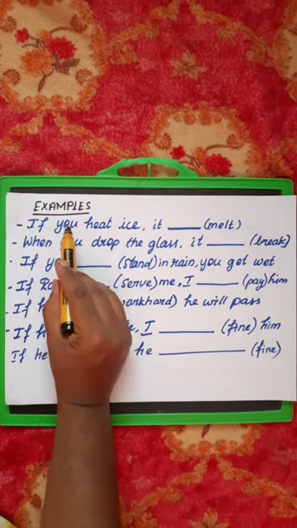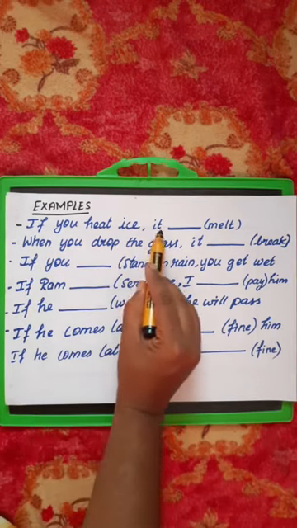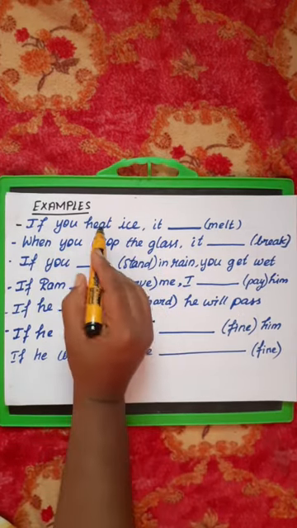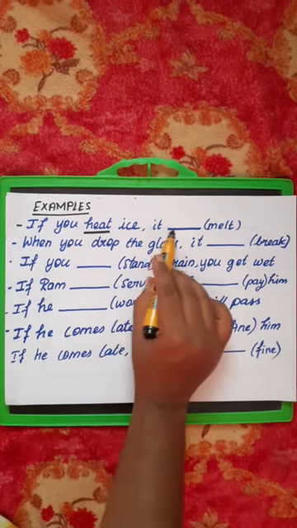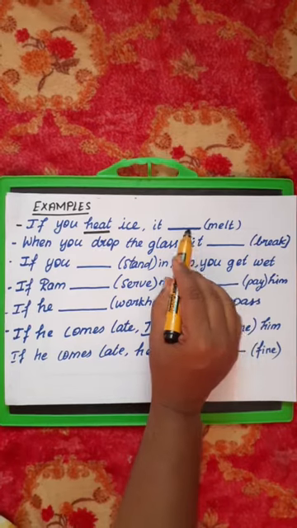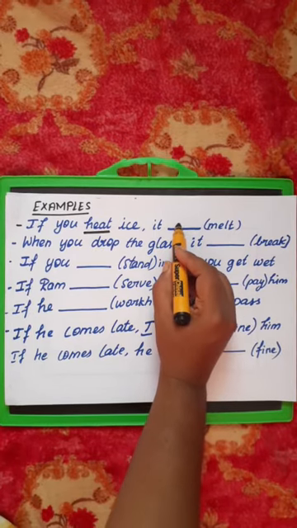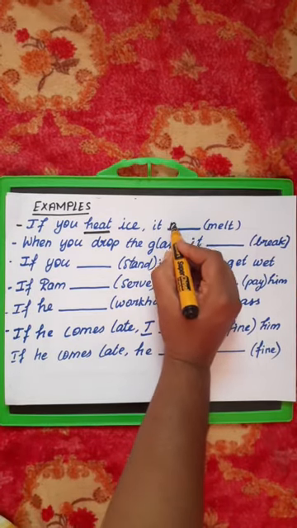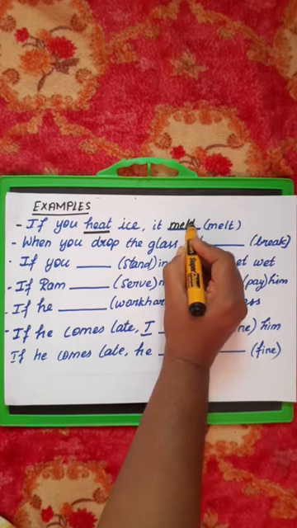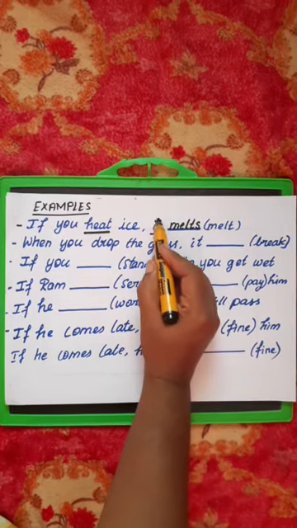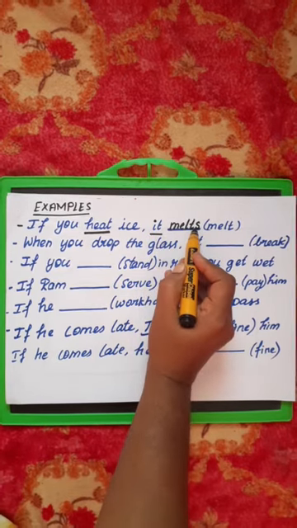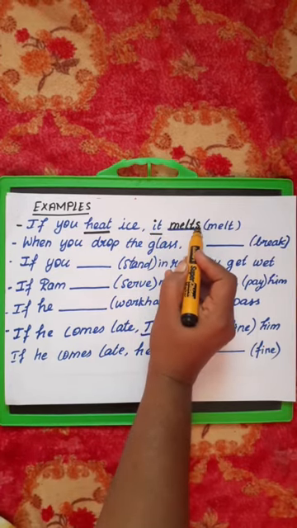Let's see. If you heat ice, it dash melt. If you heat, what's the verb here? Heat. And what does the sentence express? It's a fact. Zero condition. So we have to use simple present here. Melt or melts? Melts. Why are we adding s here? Because it is third person, and third person takes a singular verb. So we have to add an s.